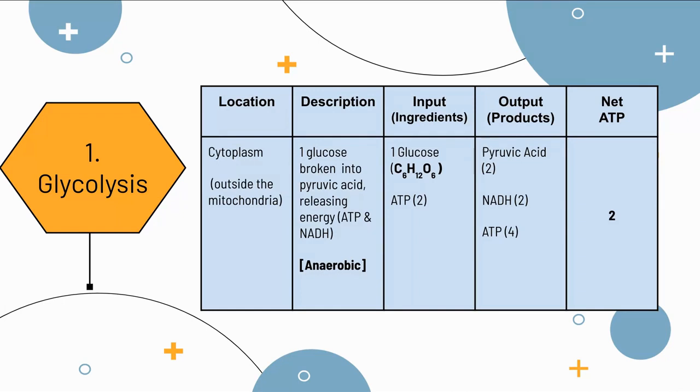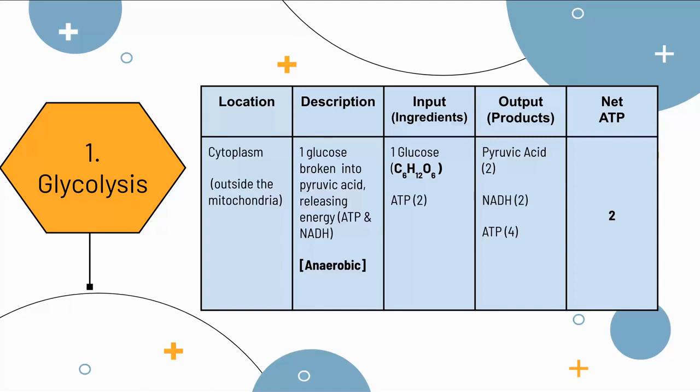In glycolysis, one glucose molecule is broken down into pyruvic acid, releasing ATP and NADH. This is an anaerobic reaction. The input molecules are going to be one molecule of glucose and two molecules of ATP. We have to use two energy molecules in order for glycolysis to happen. The output is going to be two pyruvic acid molecules, two NADH molecules, and four ATP molecules.